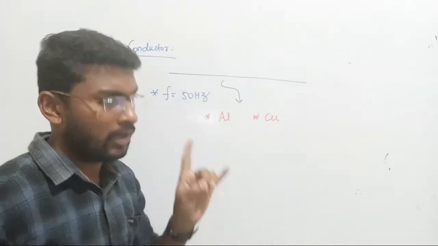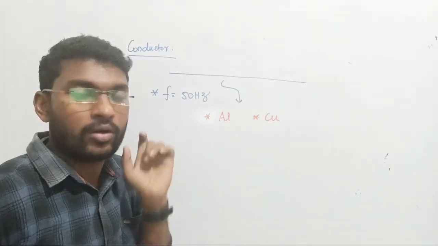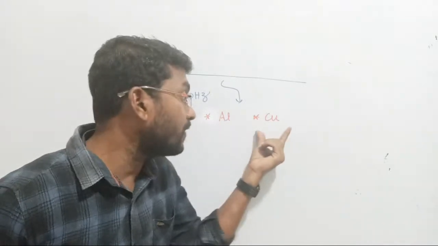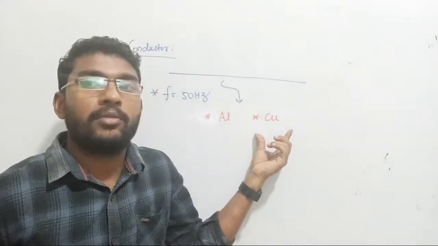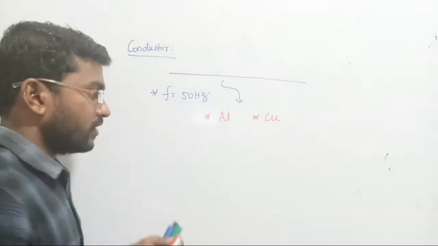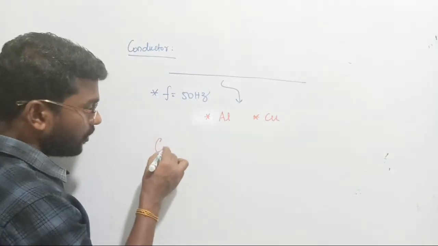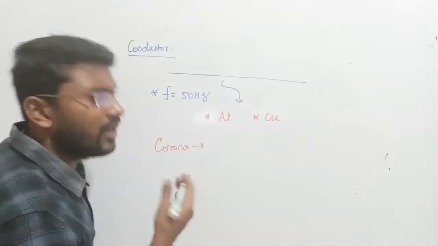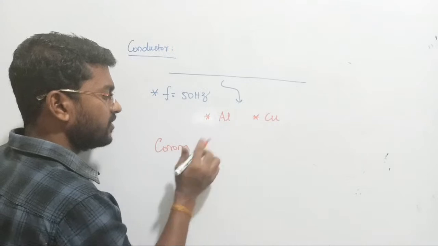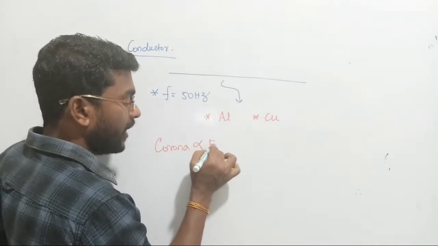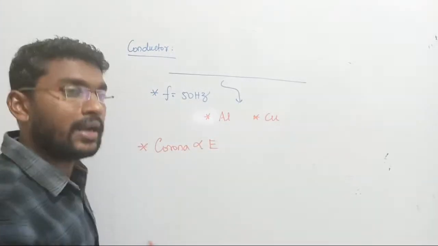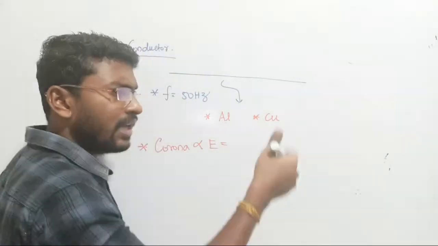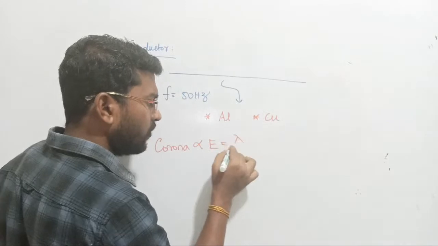But right now, remember, we are going to discuss a term called corona loss. That corona loss will be very less in the case of an aluminium conductor when I compare it with copper. Why is it minimum? Because corona loss is very less, that is all I can say. First you will see, it is directly proportional to the electric field intensity offered by the conductor. In electromagnetic theory we will see how to set this up. Right now, remember the formula.